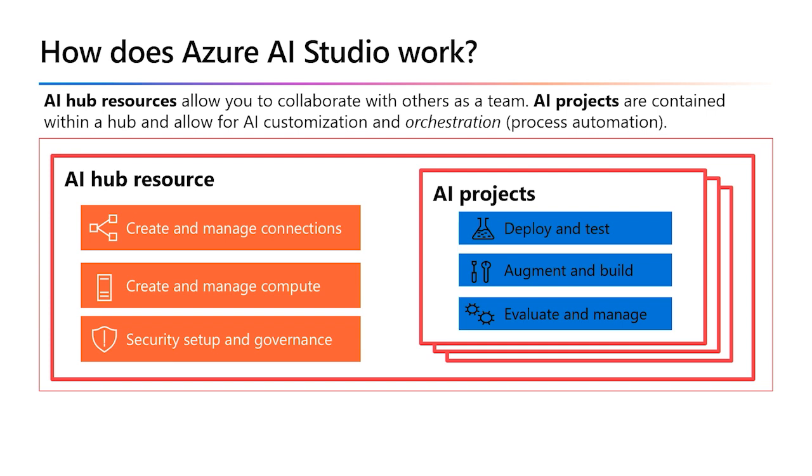With role-based access control, or RBAC, you can assign roles to users and give them access at the AI Hub or the project level.